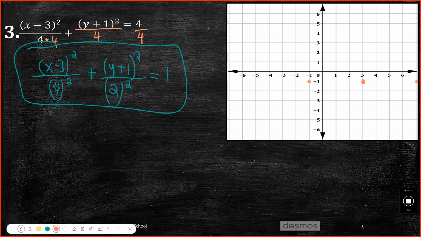The length along the y is 2, meaning from that center point, I'm going to move up 2 and down 2, and put a dot for my co-vertices. And then draw your ellipse. It's all messed up. Okay.